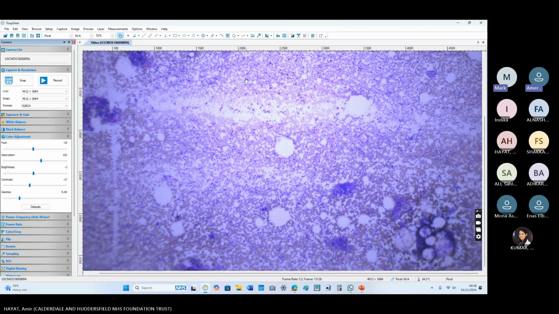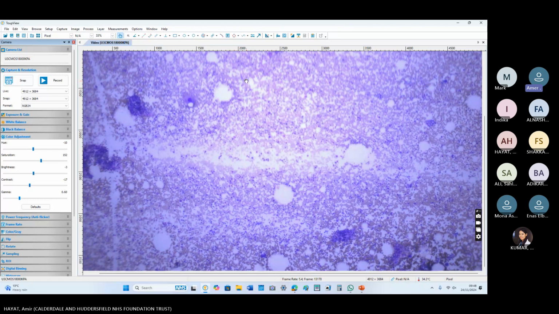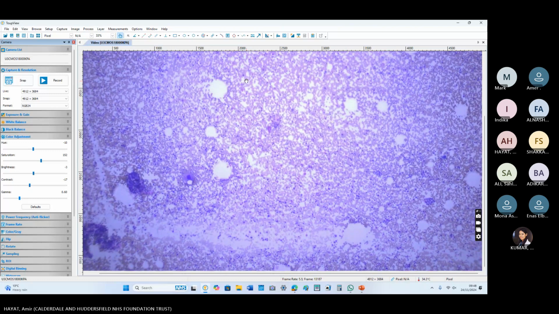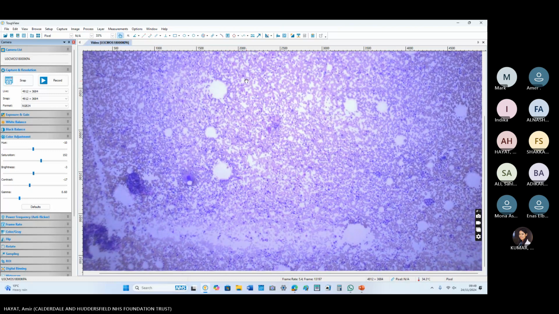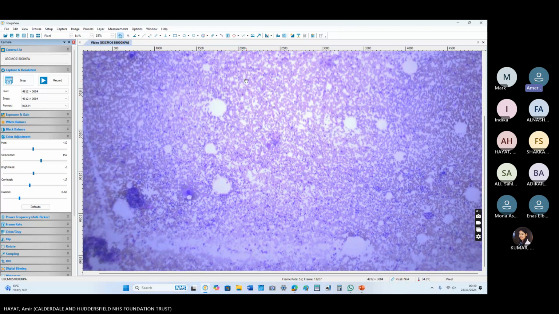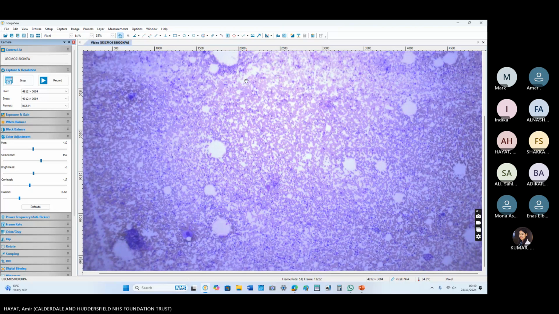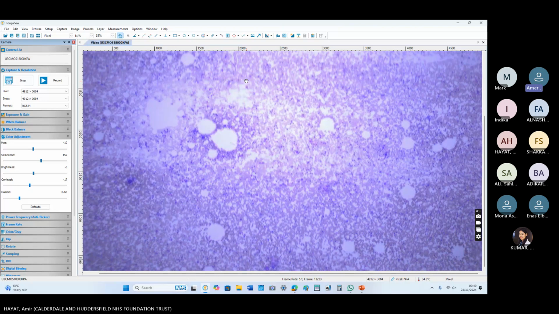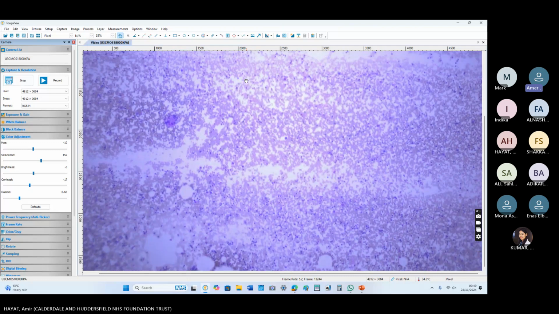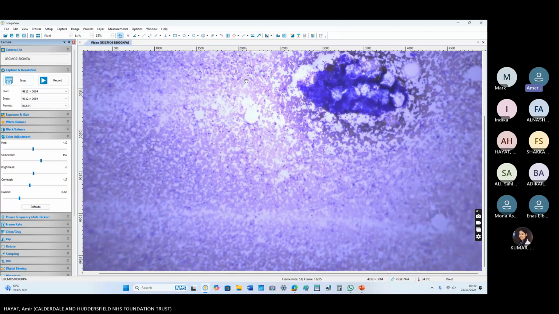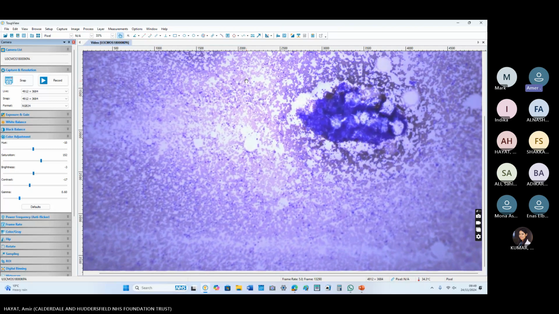Yeah, so this is a 70-year-old patient with progressive fatigue, and the paraprotein was 66. We thought that this may be myeloma. We did a bone marrow biopsy for her, and this is the aspirate, which is particulate.